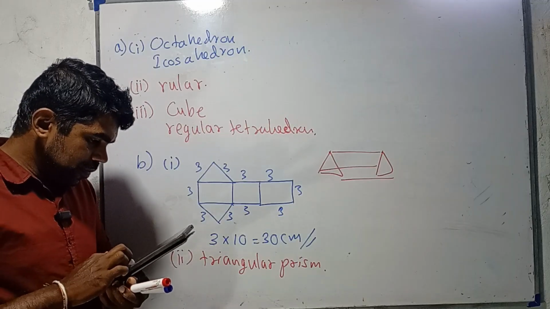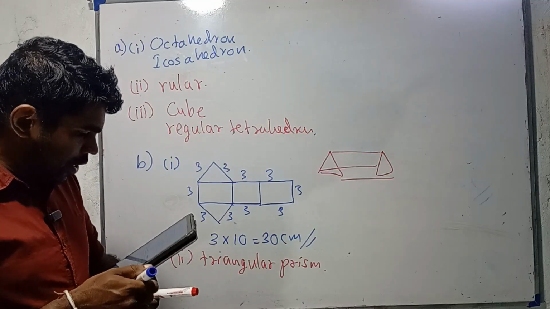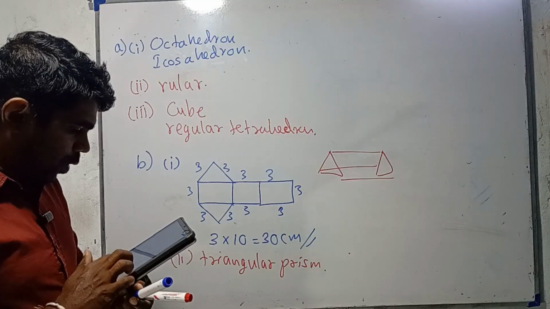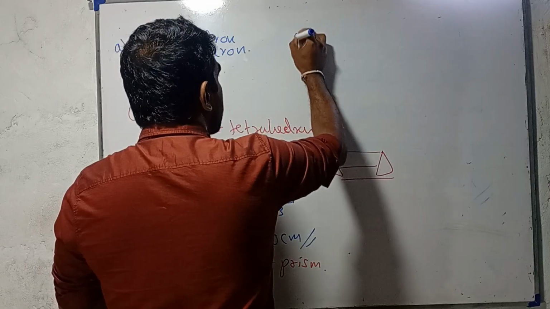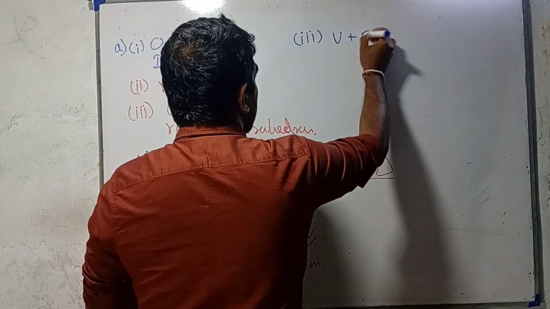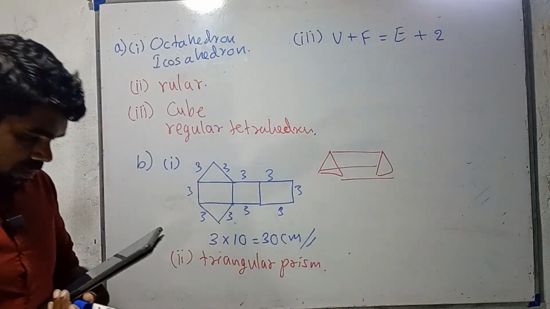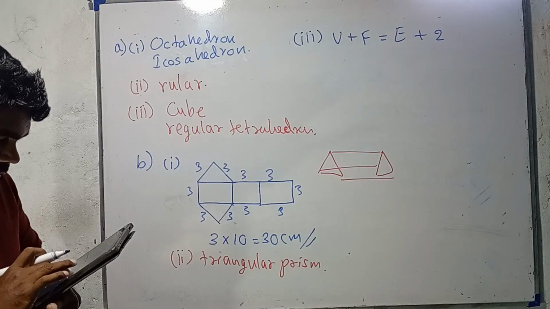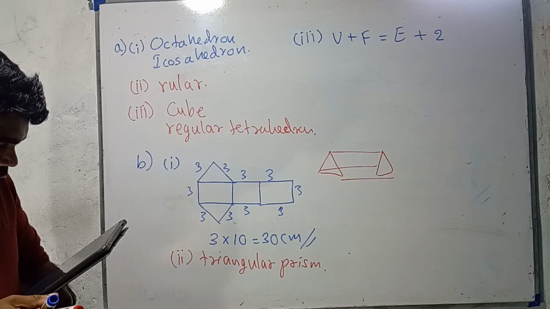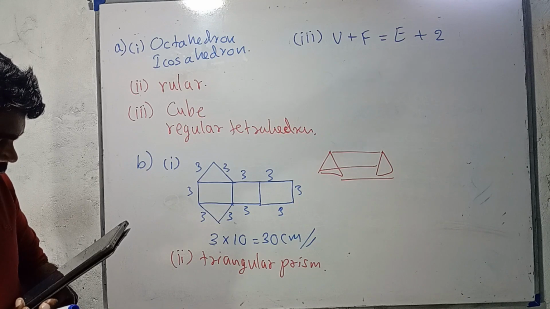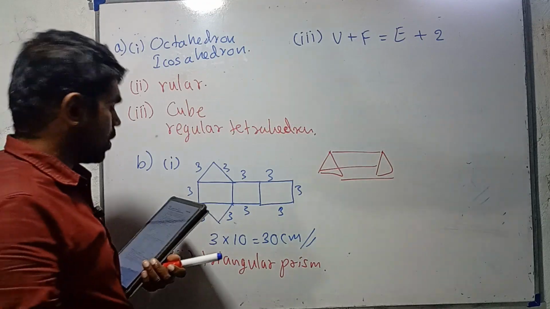Then part 3, write Euler's relationship for solids. We can write Euler's relationship: number of vertices plus number of faces equals number of edges plus 2. Then part 4, show that the solid mentioned in B part 2 satisfies Euler's relationship.